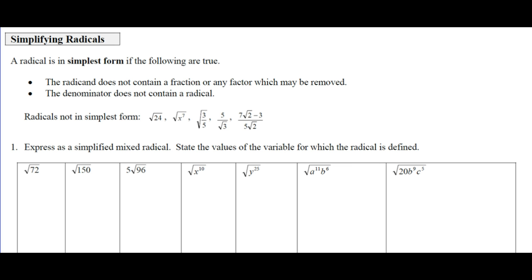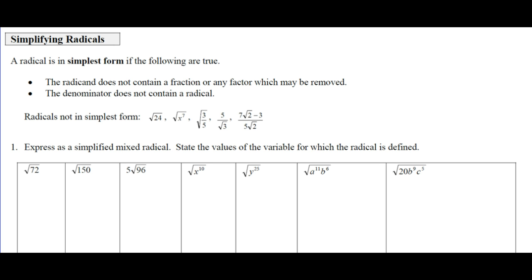So this radical is not in simplest form. Root 24, the square root of x to the 7th, right? So it's got a factor which could be removed, in this case, a perfect square. In this case, you got a perfect square. In this case, the denominator contains a radical. And in this case, the denominator contains a radical.